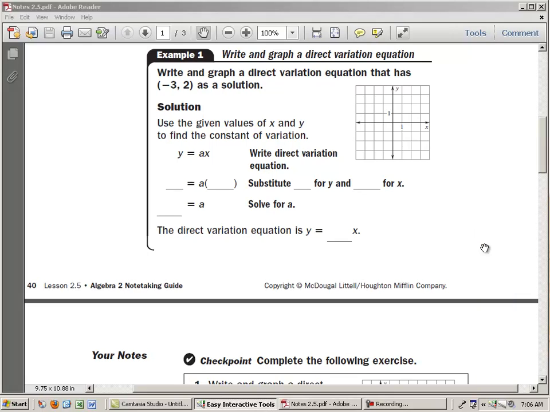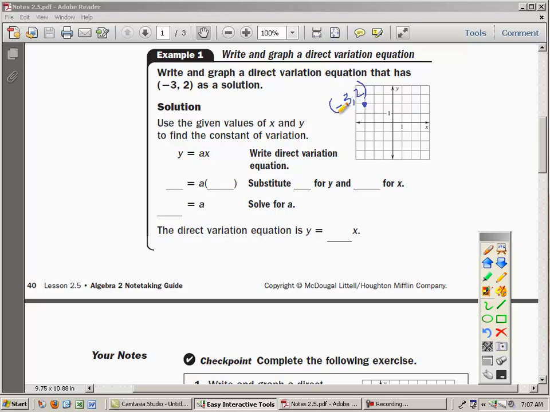So let's take a look at writing and graphing an equation that has (-3, 2) as a solution. (-3, 2) is up here. It's left 3 and up 2. And we know that every single direct variation has got to go through the origin. Use a straight edge when you do yours, but the line goes through that point there.